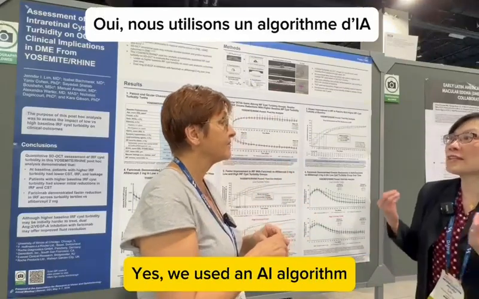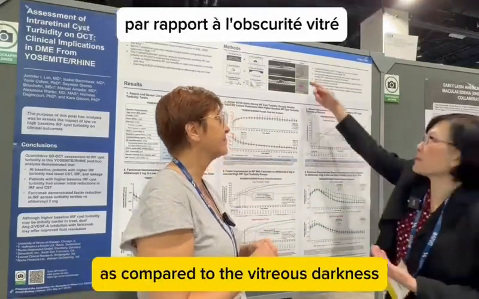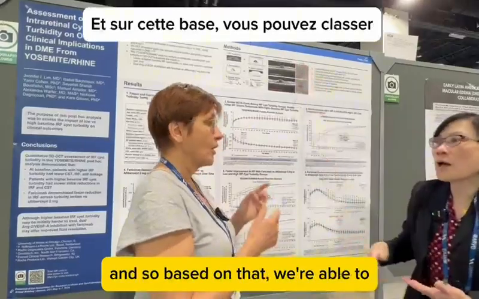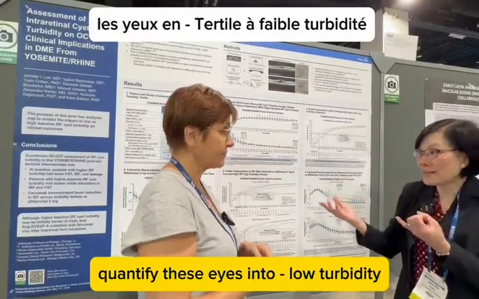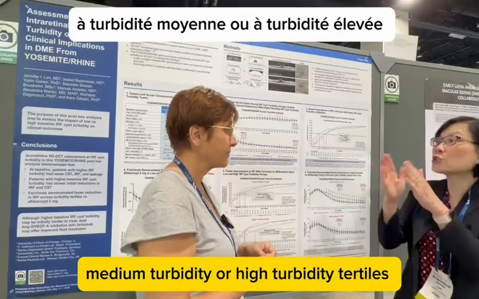Yes, so we used an AI algorithm that compared the amount of the cloudiness as compared to the vitreous darkness. And so based on that, we're able to quantify these eyes into low turbidity, medium turbidity, or high turbidity tertiles.